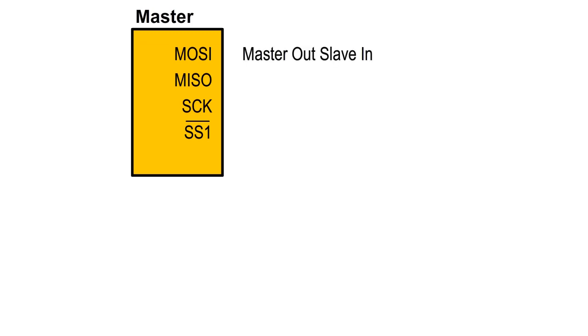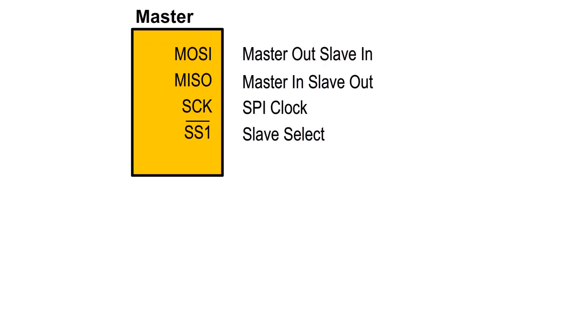MOSI stands for Master Out, Slave In. MISO stands for Master In, Slave Out. SCK is for SPI Clock. Slave Select.